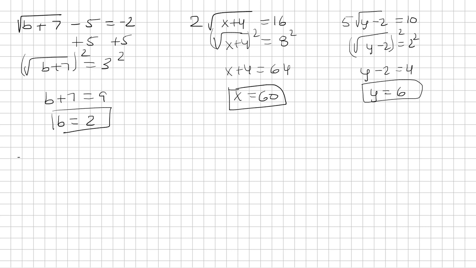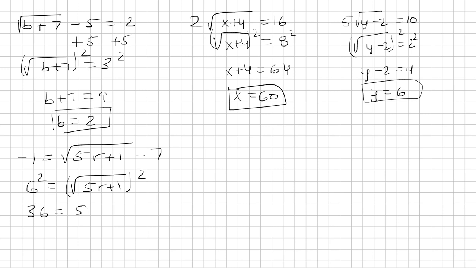All right, the next one is written a little differently. We have negative 1 is equal to the square root of 5r plus 1 minus 7. Adding 7 to both sides, we have 6 is equal to the square root of 5r plus 1. Now we want to get rid of the square root, so we're going to square both sides. We have 36 is equal to 5r plus 1. Subtract 1 from both sides, and divide by 5 to get r is equal to 7.